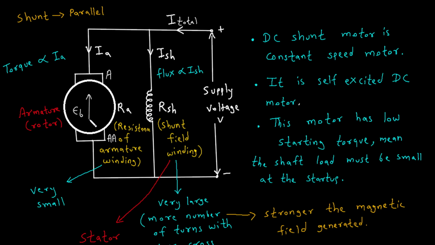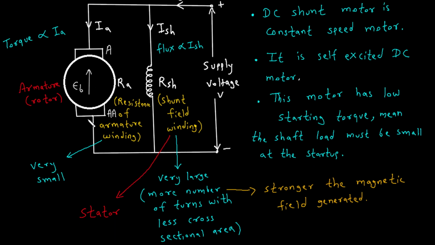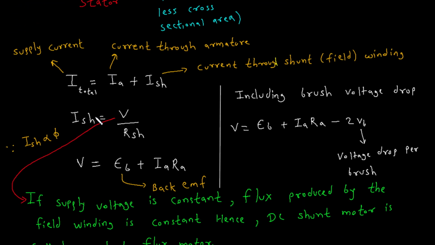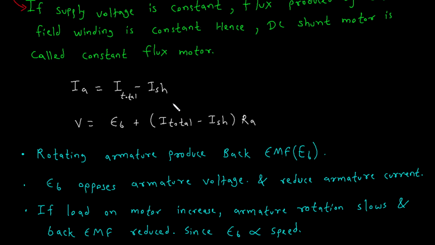The back EMF acts as a self-regulating mechanism that limits the armature current and prevents the motor from drawing excessive current. In a steady state, the back EMF nearly equals the supply voltage minus the voltage drop across the armature resistance, RA. This balance ensures that the motor runs at a constant speed, regardless of load variations.